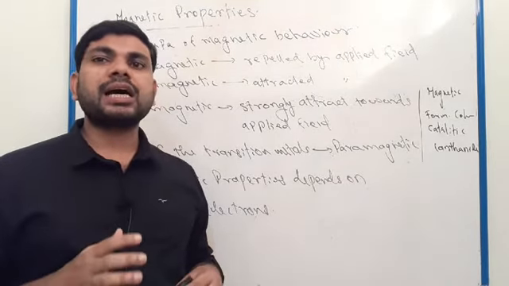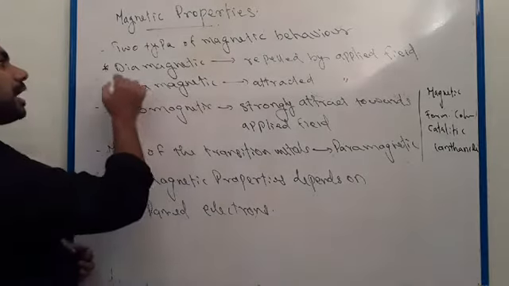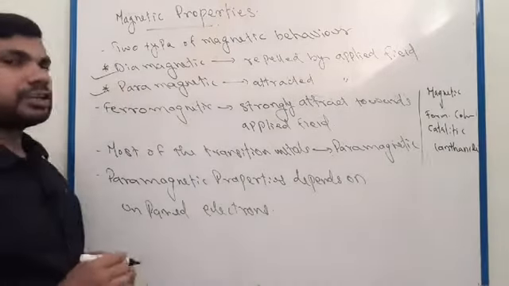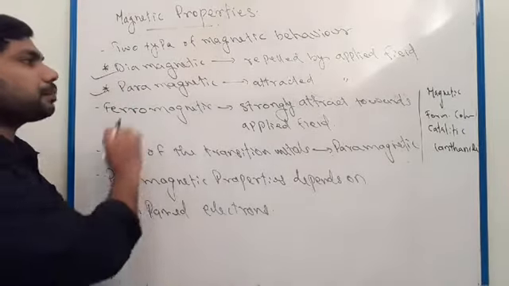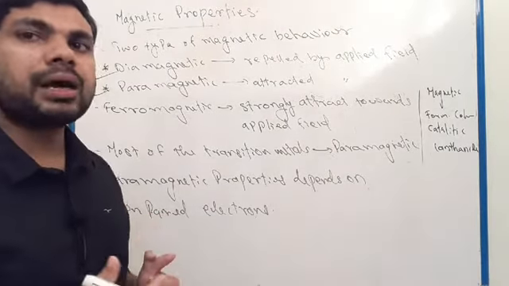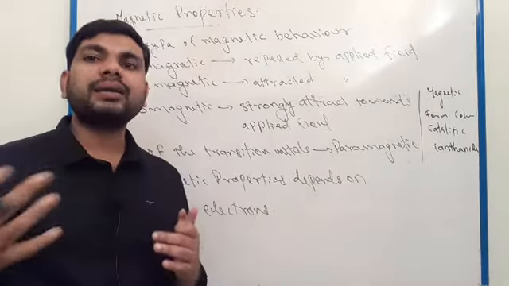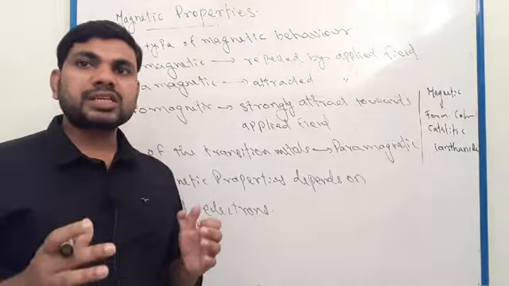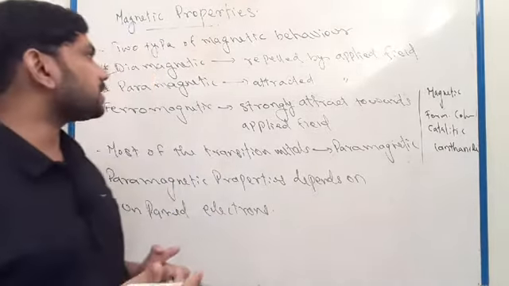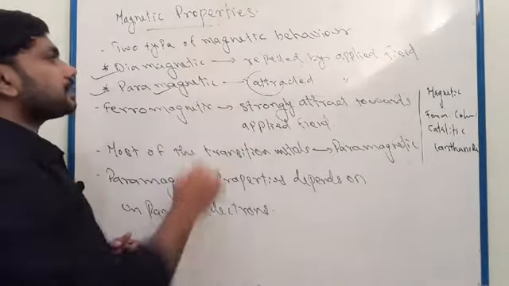Paramagnetic substance and diamagnetic substance. These are the two different types of magnetic properties. Paramagnetic means the substance will attract towards the applied field, towards the external magnetic field. Such type of magnetic property is paramagnetic.